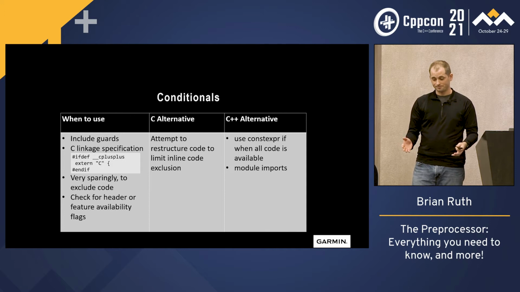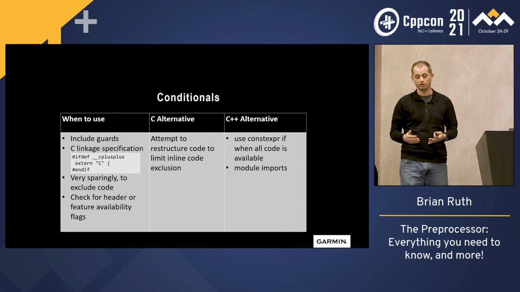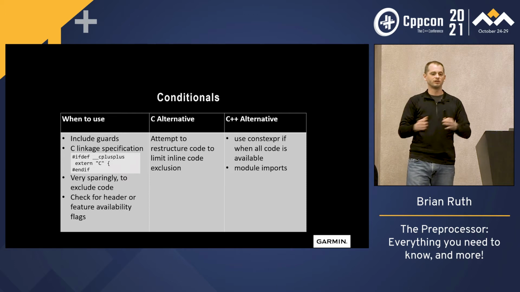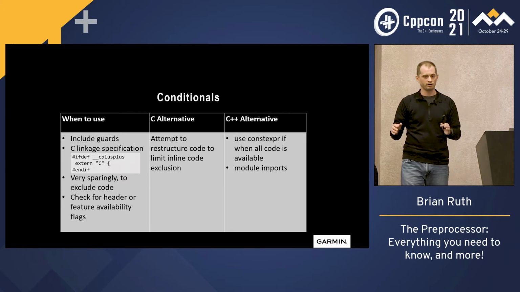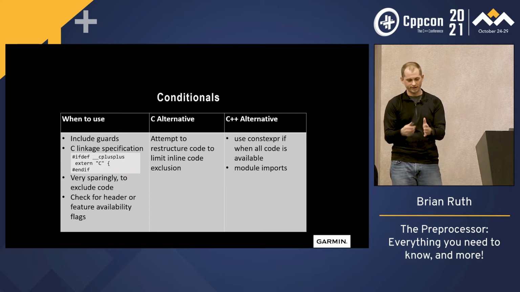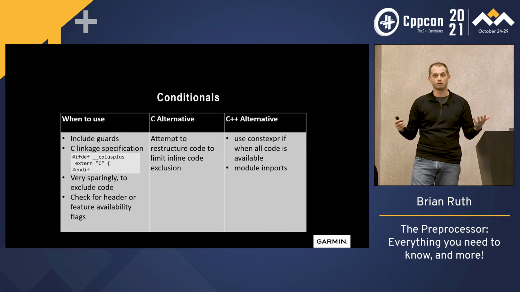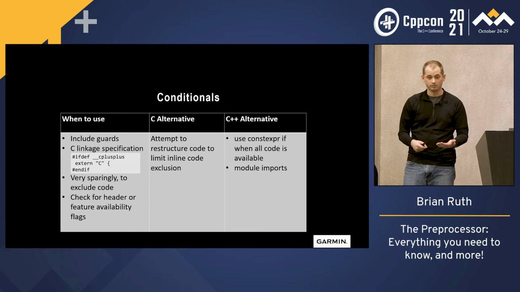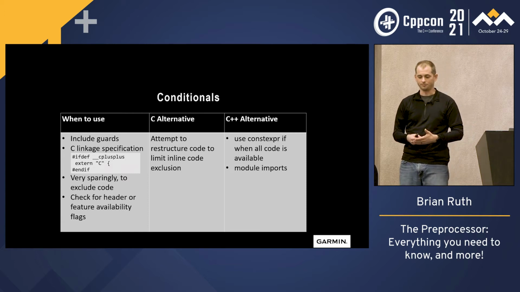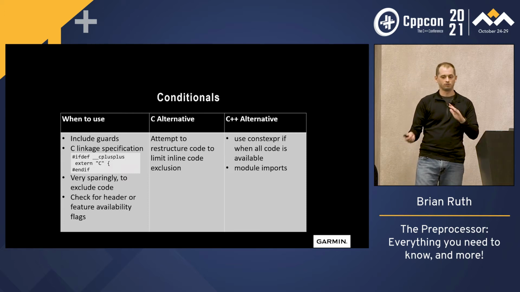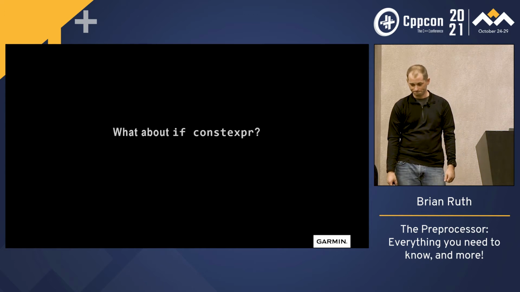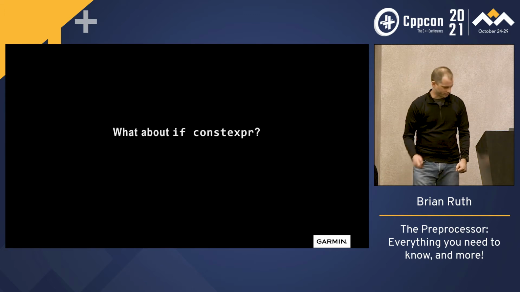So for C, you want to attempt to restructure your code to limit inline execution. So move things into a separate function, split headers based on whether you want to include things or not. Try and limit the amount of stuff just to make the code easier to work with. And then for C++, you can use constexpr when all the code is available, and then module imports as well. You can use those to bring things in conditionally. So what about if constexpr?